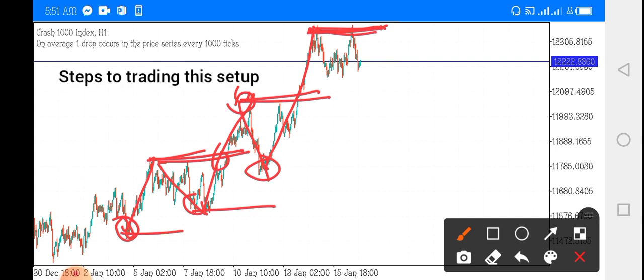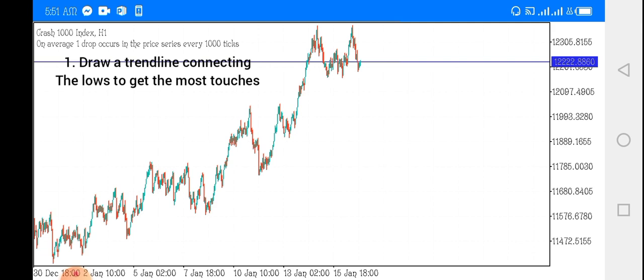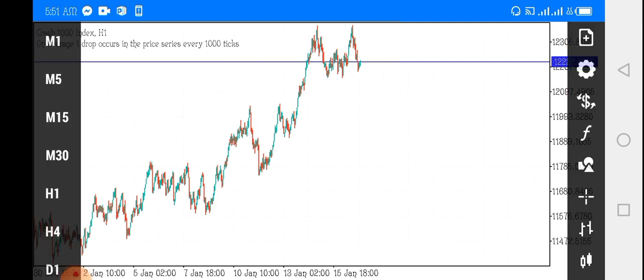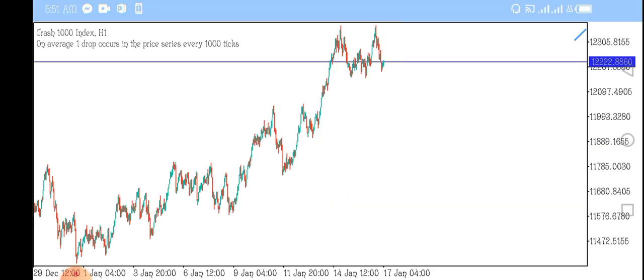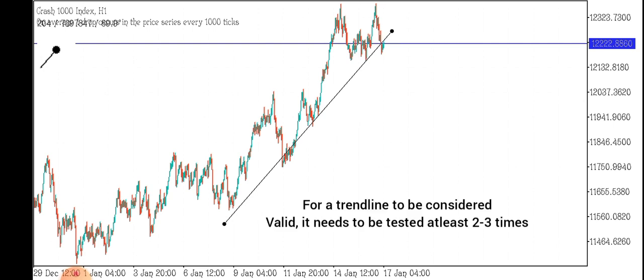The market is trying to change its trend. That is just it. So now, when you spot something like this, what are you supposed to do? Just look for a trend line. You draw a trend line, guys. You connect the lows on the chart.